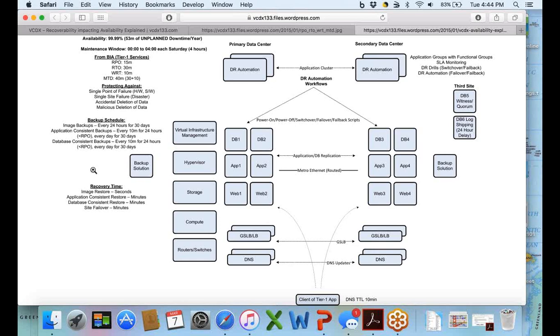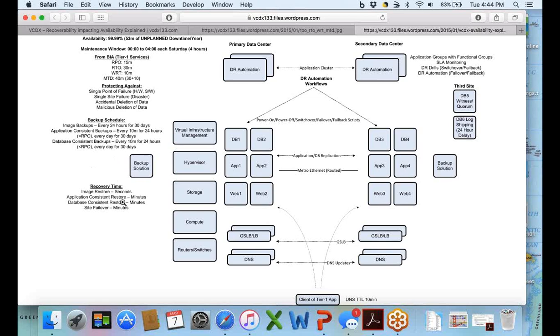What is my backup schedule? Notice here it says, for example, every 10 minutes. Why? It goes back to the RPO. And how long does it take to recover? Great, I'm glad I have that backup, but how quickly can I recover from backup?